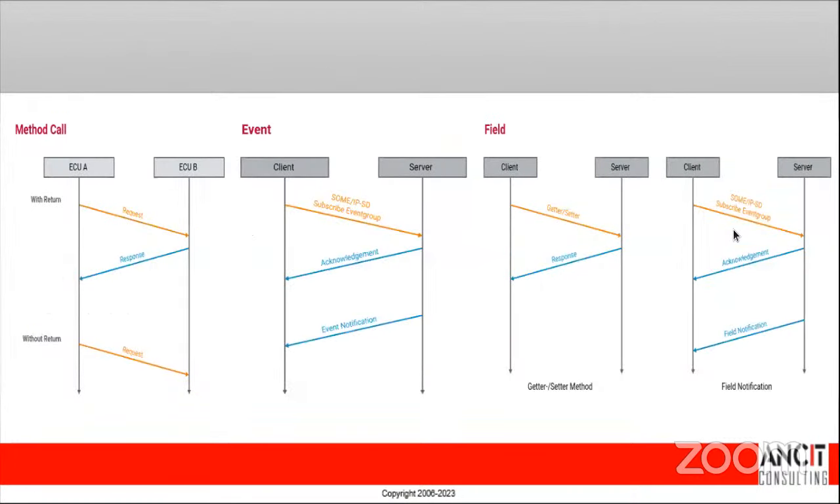Hemant, I have just one question. In the method call explanation, where you have defined some of the methods, as per your flow diagram, does ECU A request or call certain methods from ECU B, or how is that? Can you explain that one more time as per this diagram?